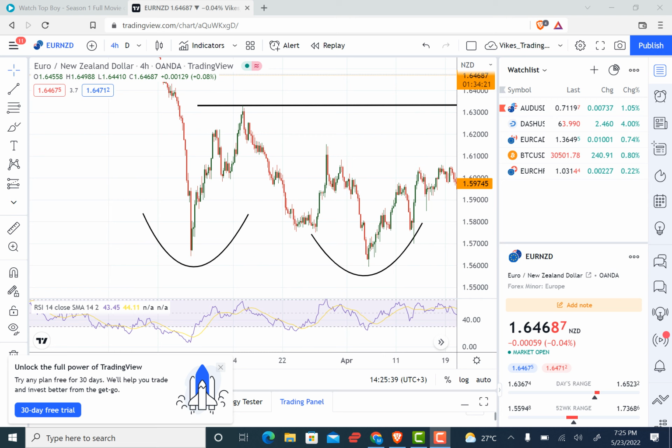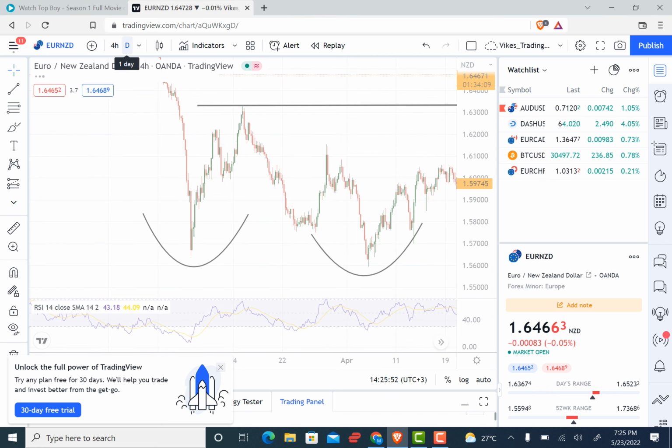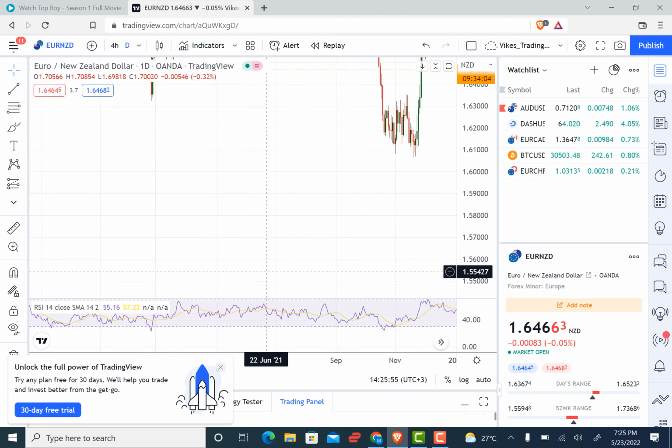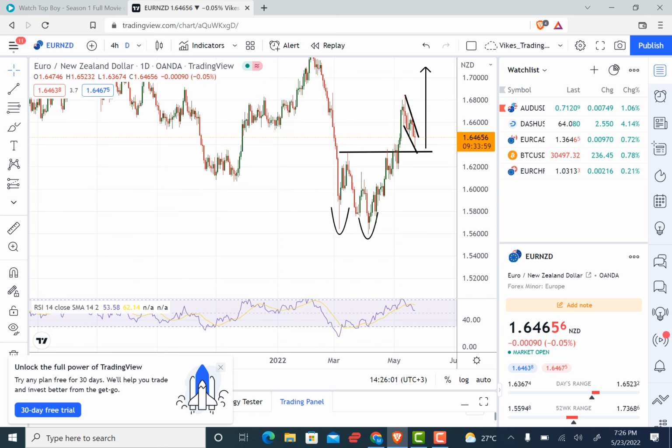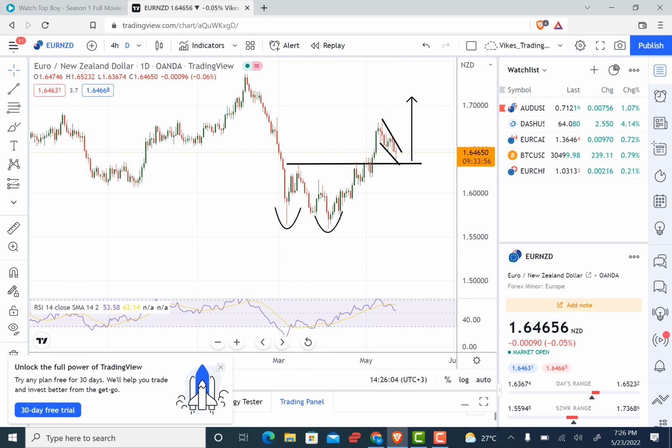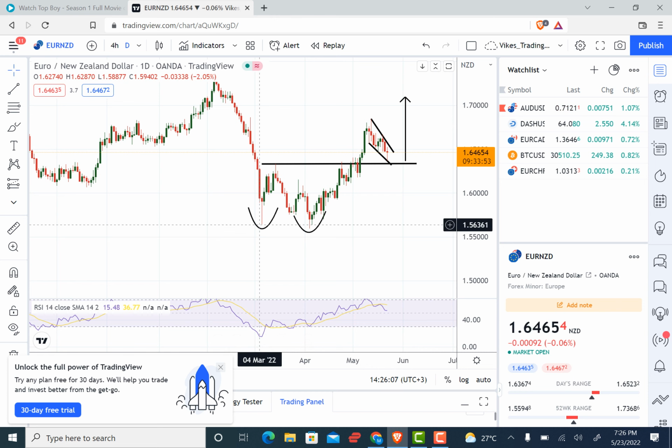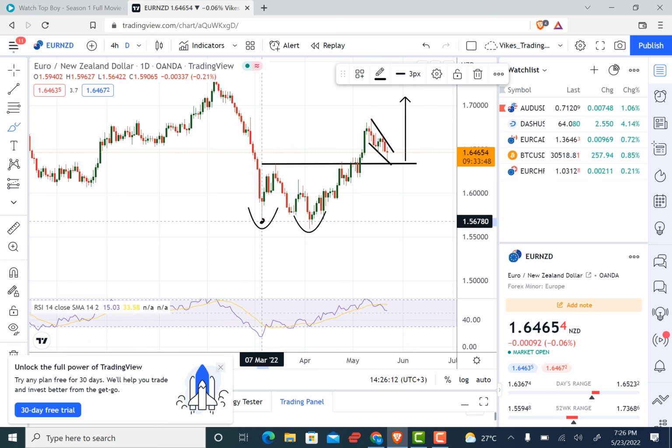Hello, so today we'll be looking at EURNZD from daily time frame to H1 time frame. So here we'll be looking at a W pattern. You can see a low here. Let me highlight it. This is a low around this place. Then this is a slightly lower low around this place.